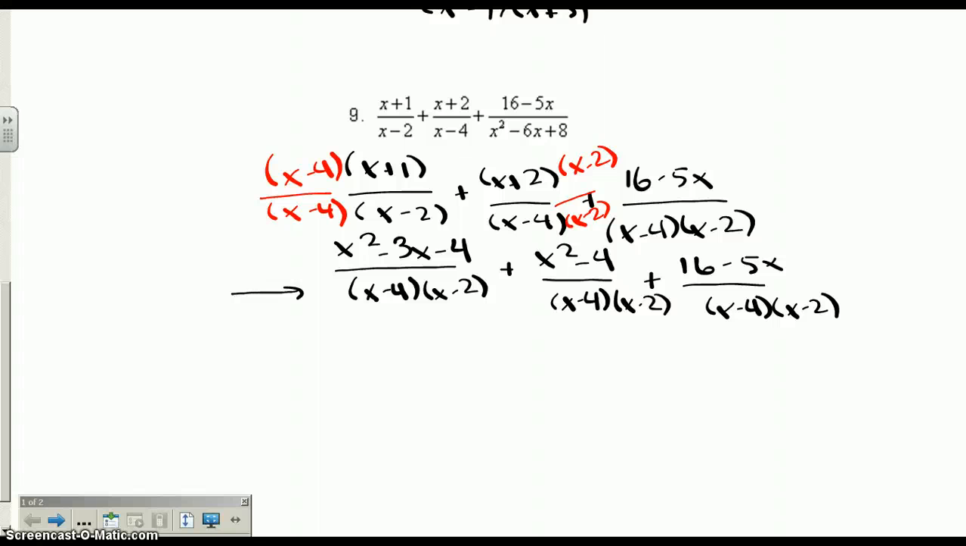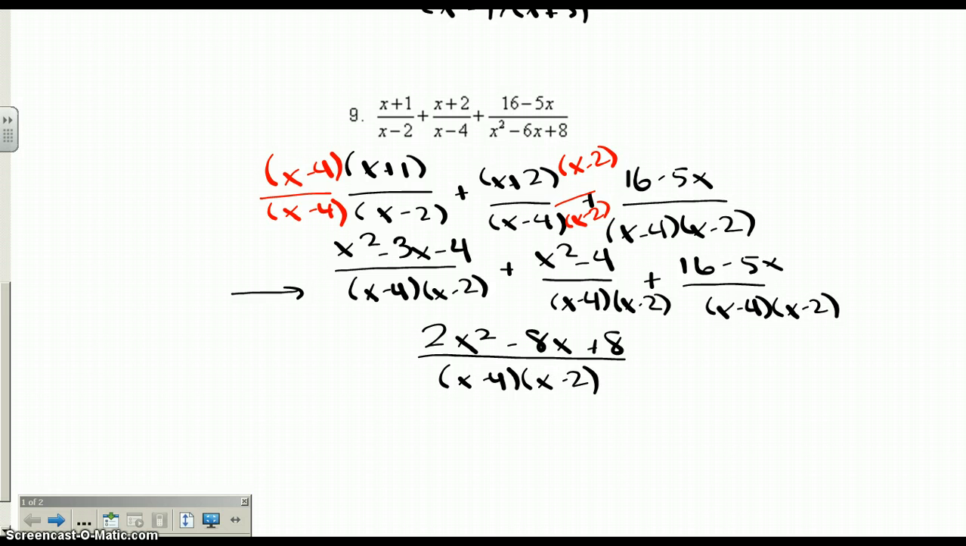denominator. Okay, so if I add all my numerators together, x squared plus x squared is 2x squared. I have a negative 3x minus 5x, which is a negative 8x. I have a negative 4 minus 4 plus 16. Okay, so negative 4 minus 4 is negative 8, plus 16 is positive 8, all over my common denominator. So all I did was combine like terms in the numerator.